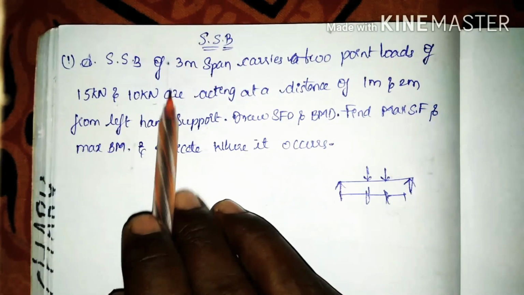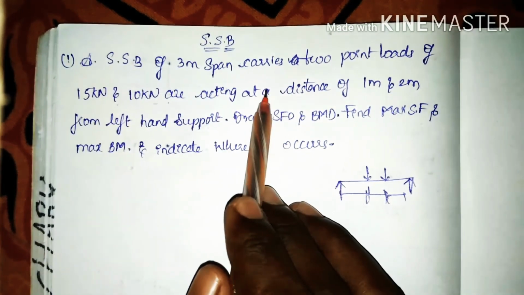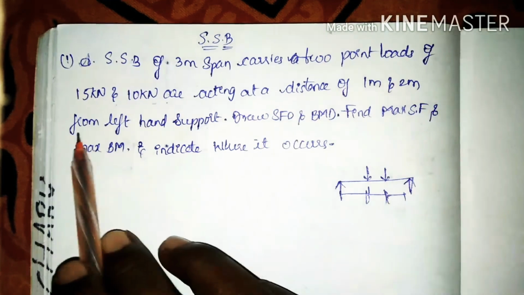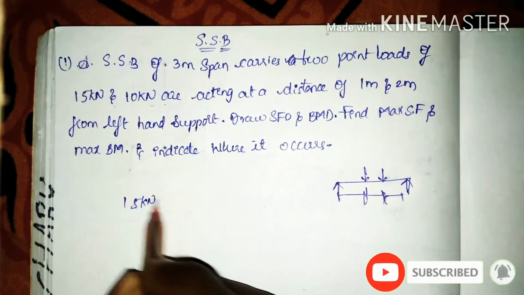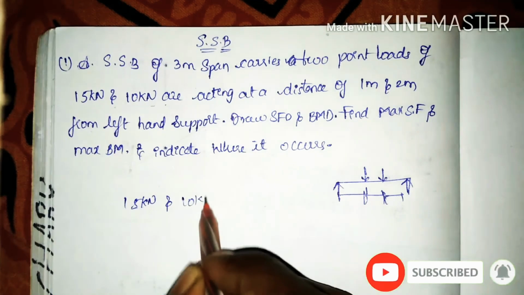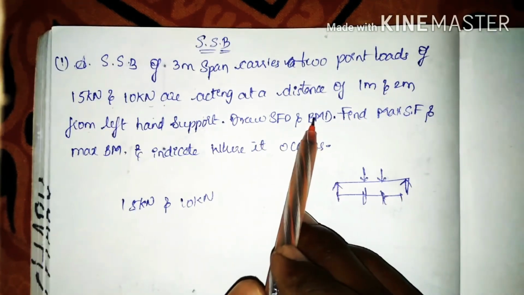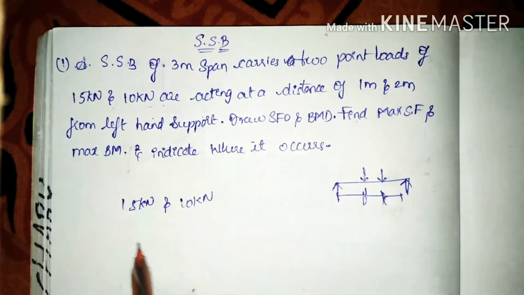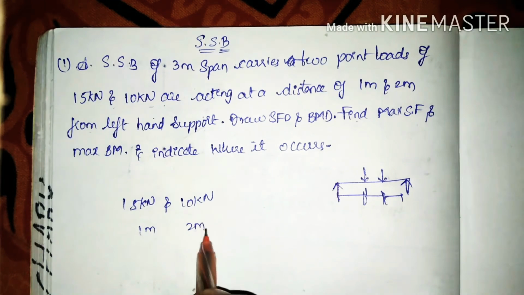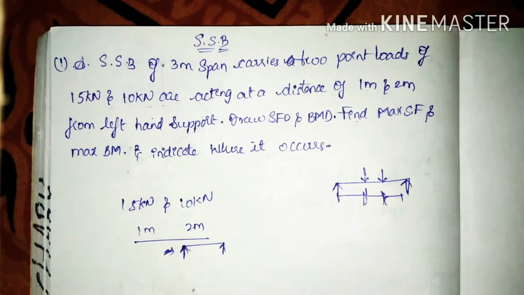A simply supported beam of 3 meter span carries 2-point loads of 15 kilonewton and 10 kilonewtons, acting at a distance of 1 meter and 2 meters from the left hand support. Here this is 1 meter and this is 2 meters from the left hand support, that is from here.